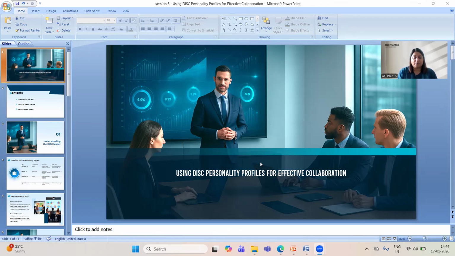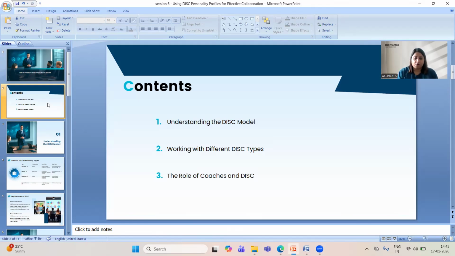It is really a good way to increase your confidence as well as communication while you do this every single day, at least for one person. Even they don't have to know about it, but it is your understanding and your notes which can make a difference while working with any of them, or not working at all, but an understanding from the personality point of view. Now, coming to the presentation, we are talking about using DISC personality profiles for effective collaboration. What we are going to discuss is understanding the DISC model, which I have already explained a little bit to you, working with different types of DISC, and the role of coaches and DISC.